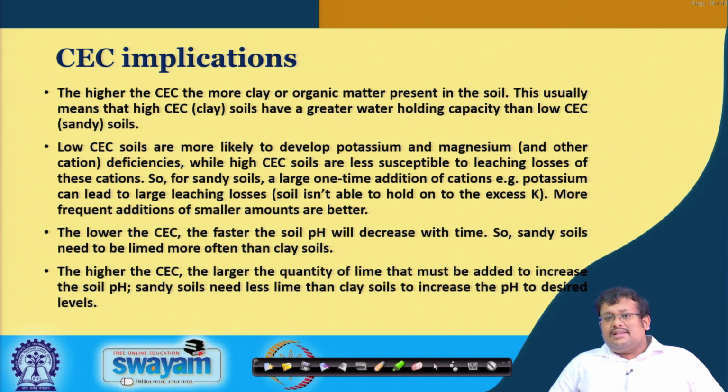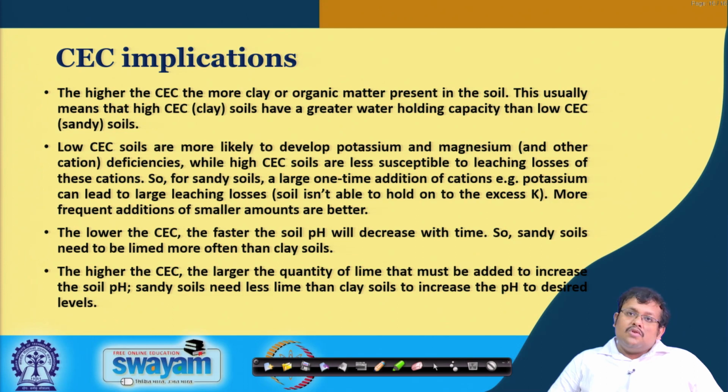We have discussed this while discussing the percent base saturation, while high CEC soils are less susceptible to leaching losses of these cations, obviously, because high CEC means high cation capacity, higher affinity. So, low leaching loss of the cations. So, for sandy soil, a large one time addition of cations, that is potassium, can lead to large leaching losses, because the soil is not able to hold the excess potassium. So, more frequent addition of smaller amounts is better.